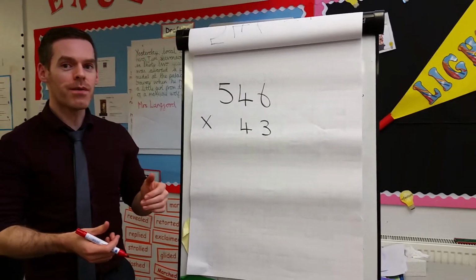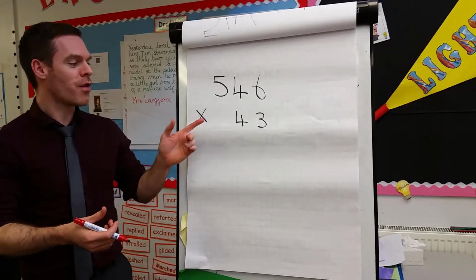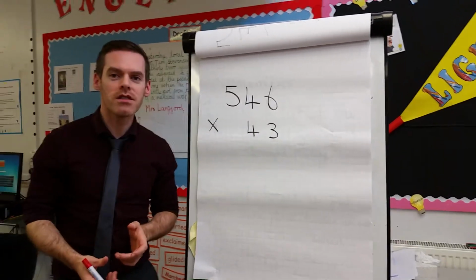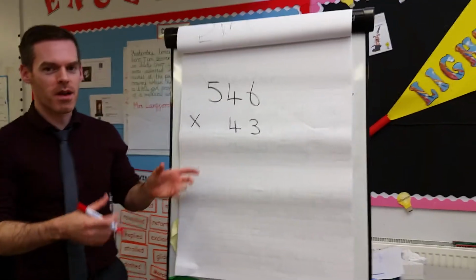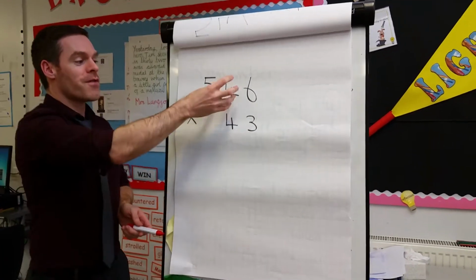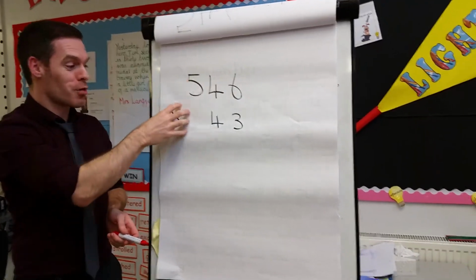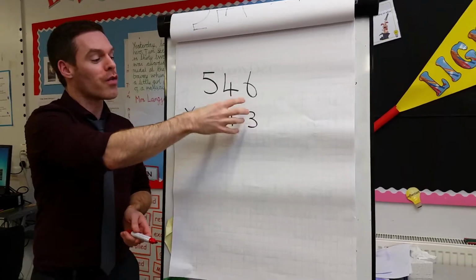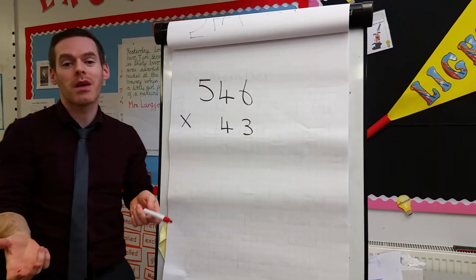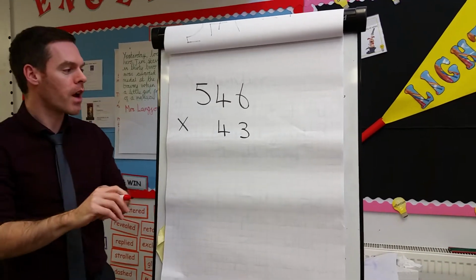Okay, so we've got 546 multiplied by 43 here. So it's really important that we understand what this actually means. Okay, like we've discussed in class. So you can say it 546 groups of 43 or 43 groups of 546. As we know with multiplication, you can do it either way round. Okay? So here we go.